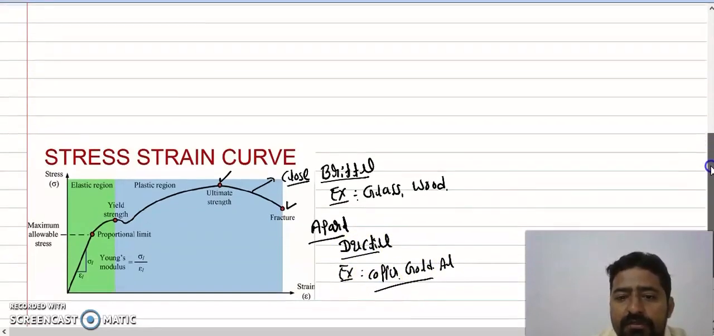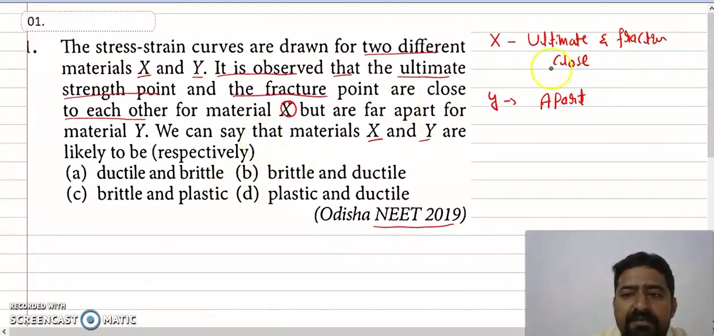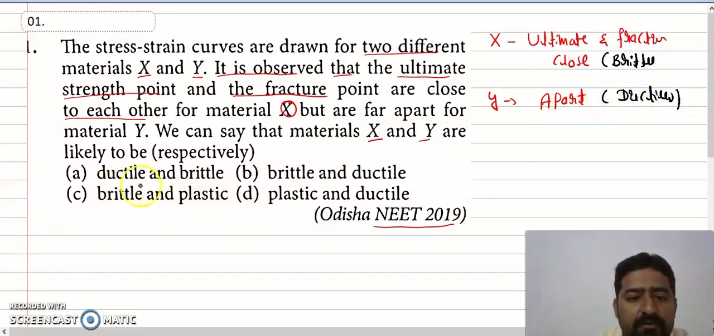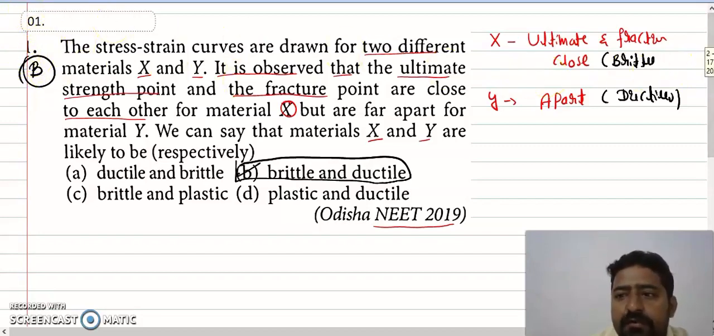Now look at the options to find the right answer. X is where they are close, so those materials are brittle. Y is where they are apart, so ductile. Which option is right? Brittle and ductile, that is option B, the right answer for the first question.